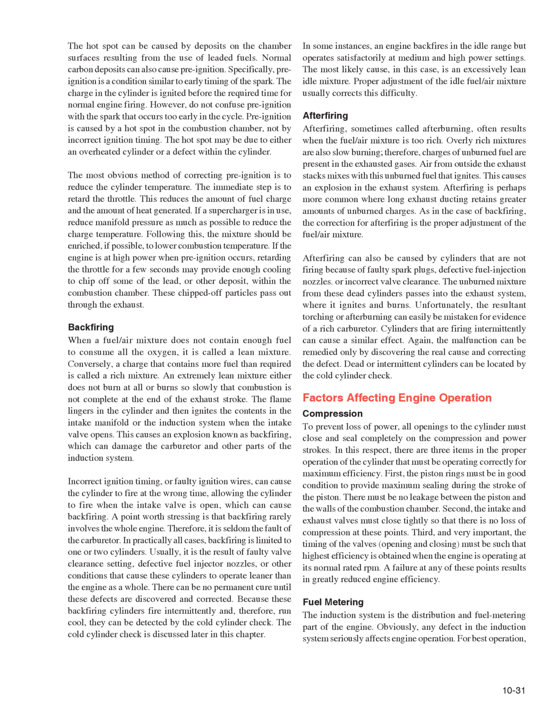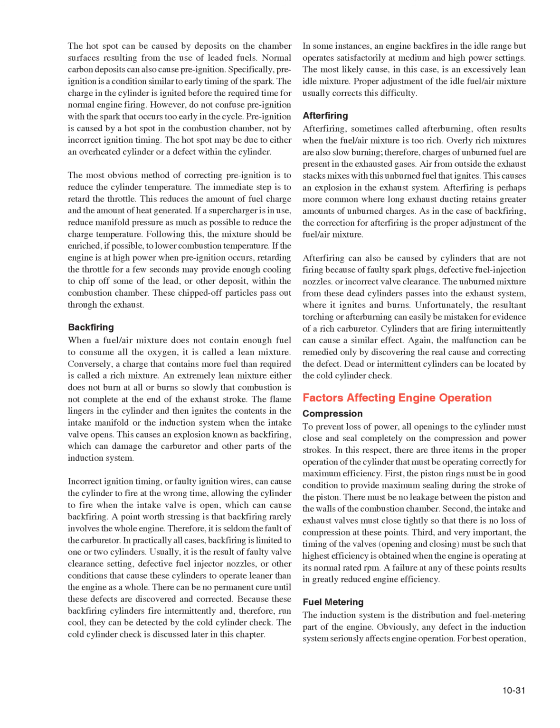Afterfiring can also be caused by cylinders that are not firing because of faulty spark plugs, defective fuel injection nozzles, or incorrect valve clearance. The unburned mixture from these dead cylinders passes into the exhaust system, where it ignites and burns. Unfortunately, the resultant torching or afterburning can easily be mistaken for evidence of a rich carburetor. Cylinders that are firing intermittently can cause a similar effect. Again, the malfunction can be remedied only by discovering the real cause and correcting the defect. Dead or intermittent cylinders can be located by the cold cylinder check.